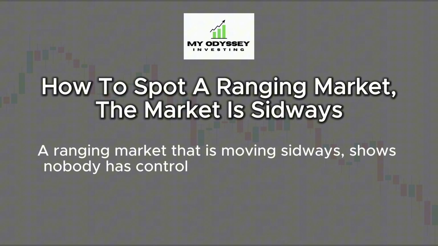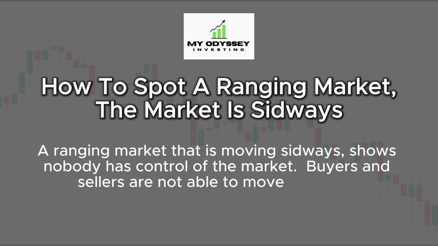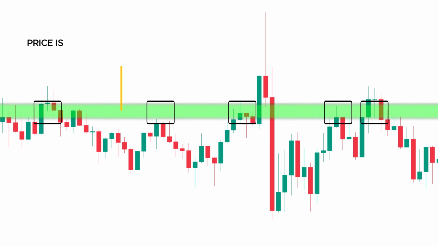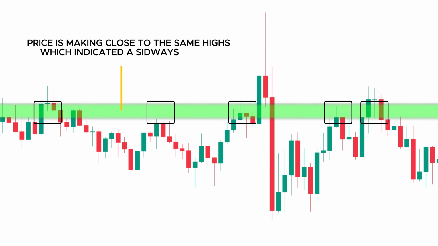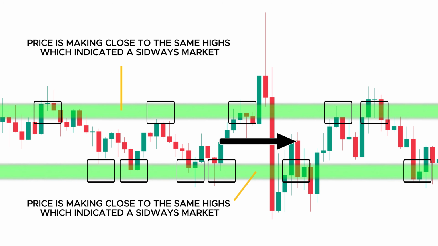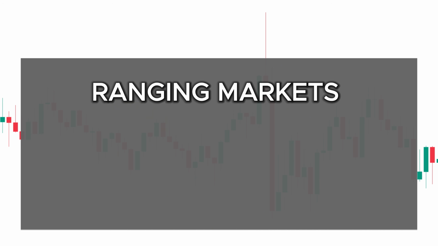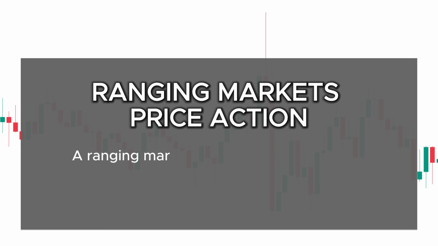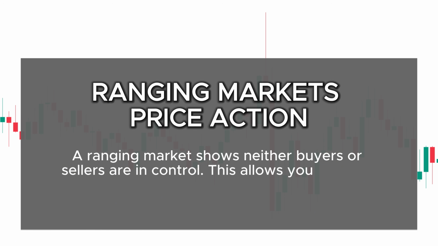It shows nobody really has control in the market; buyers and sellers are not able to move the asset. Prices making the same highs and the same lows, moving in a sideways direction in the market, looks like this, and you may want to trade in both directions. Ranging market price action. A ranging market shows neither buyers nor sellers are in control. This allows you to trade in both directions.